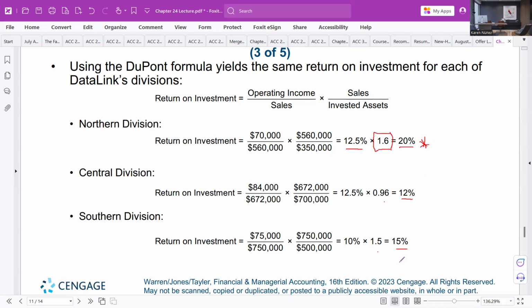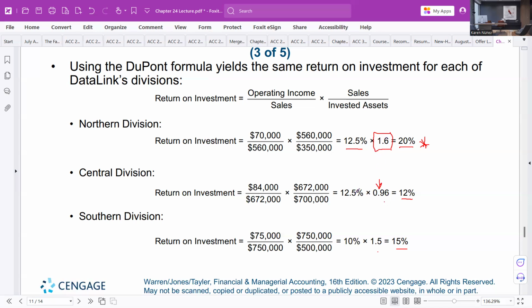And then at the other end of the spectrum, why does Central look so bad? Why is Central only generating an ROI of 12%? Well, the problem is right here. The bigger problem for Central is they're just not able to turn those assets into enough sales dollars. For every dollar they invested in assets, they're getting less than that in sales. They're only getting 0.96 in sales, right? Poor performance versus the Southern Division and the Northern Division.